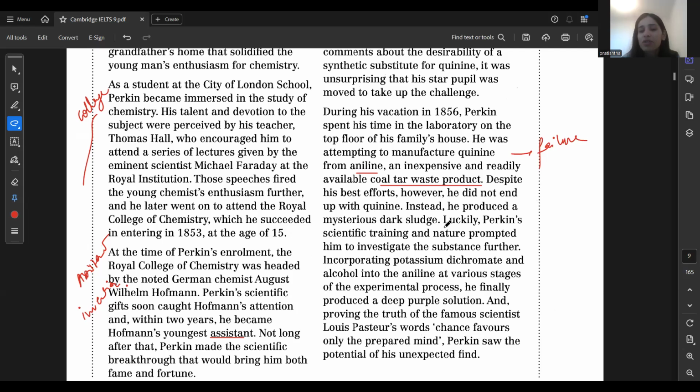Instead, he produced a mysterious dark sludge. Luckily, Perkin's scientific training and nature prompted him to investigate the substance further. Incorporating potassium dichromate and alcohol into the aniline at various stages of the experimental process, he finally produced a deep purple solution. And proving the truth of the famous scientist Louis Pasteur's words, chance favors only the prepared mind, Perkin saw the potential of this unexpected find. So it was some sort of unexpected discovery that he did.